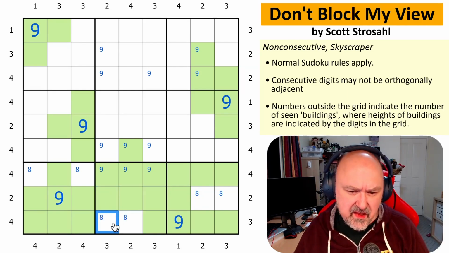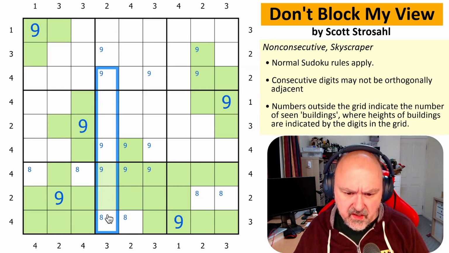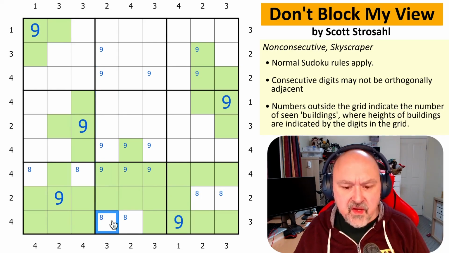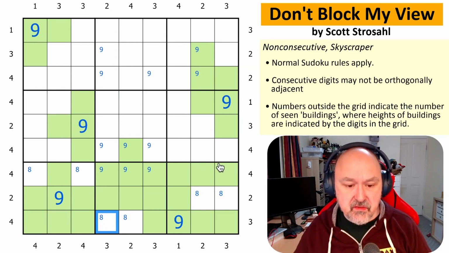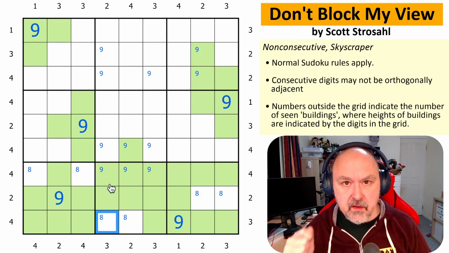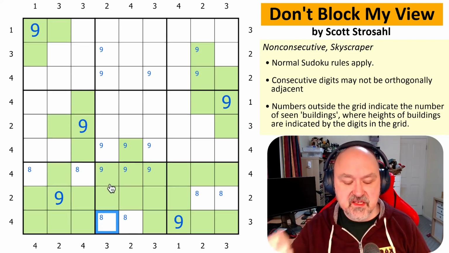And if I put 8 there, then the only thing I could see above it would be a 9. And that, yeah, okay, 8 knocks out the first 2 cells of a 4 clue because the only thing you can see past it is a 9.